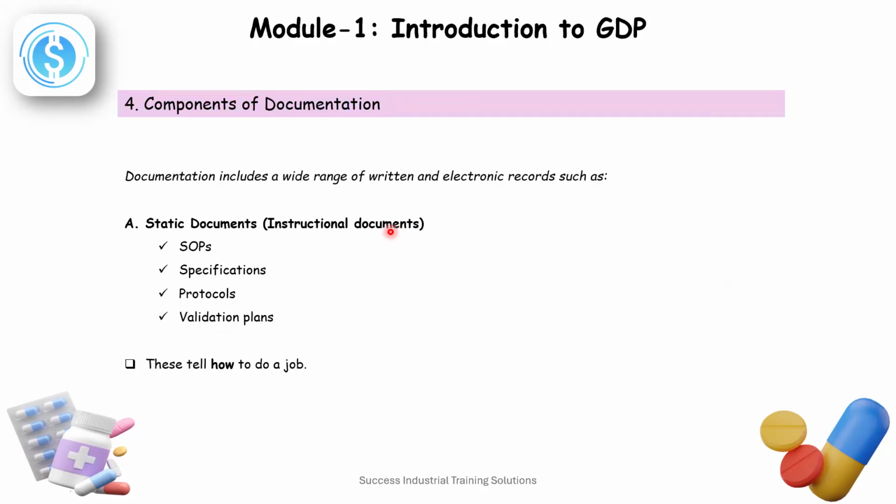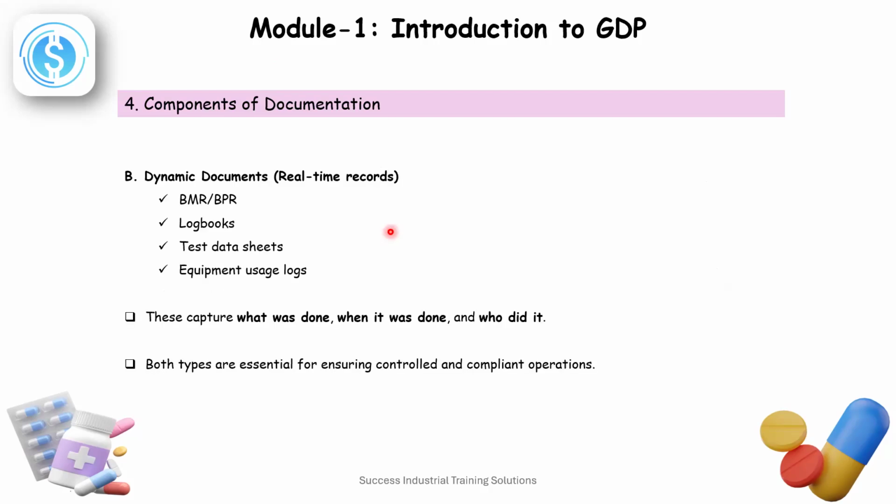In this topic, we are going to cover the types of documentation. There are two major types used in the pharma industry. First is static and second is dynamic. First we are going to discuss static documents and later we will cover dynamic documents. Static documents are instructional documents that tell us how to perform a particular task. Examples include SOPs, specifications, protocols, and validation plans. These documents do not change on a daily basis.